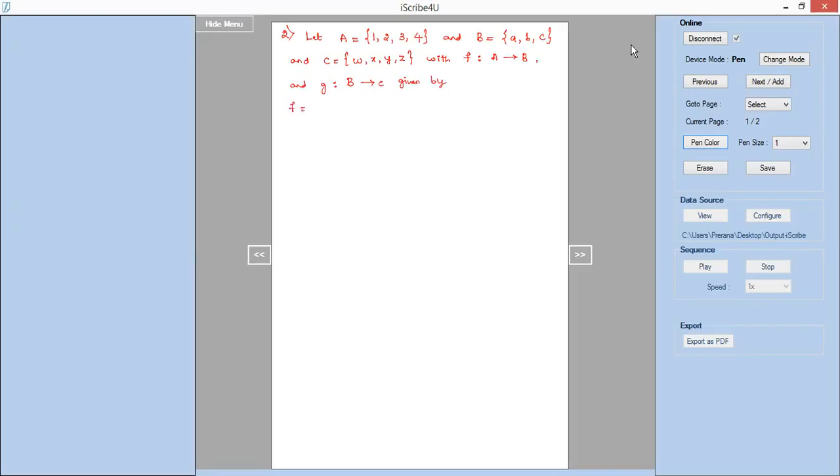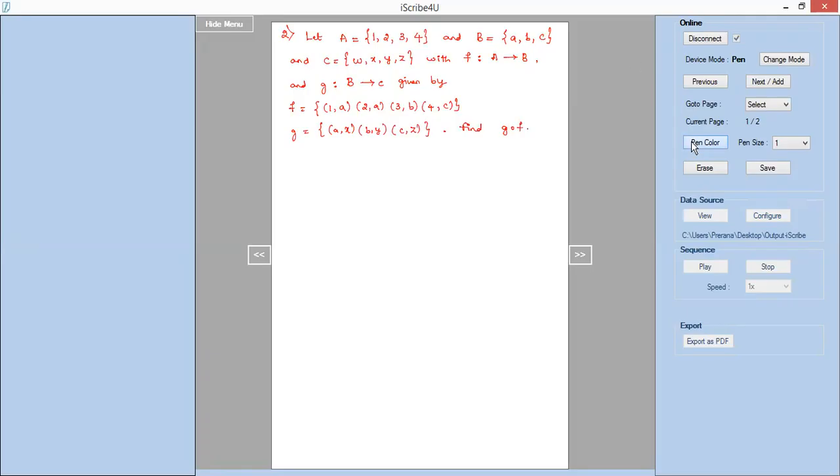So f is equal to {(1,a), (2,a), (3,b), (4,c)}, and g can be given by {(a,x), (b,y), (c,z)}. Find g composition f.